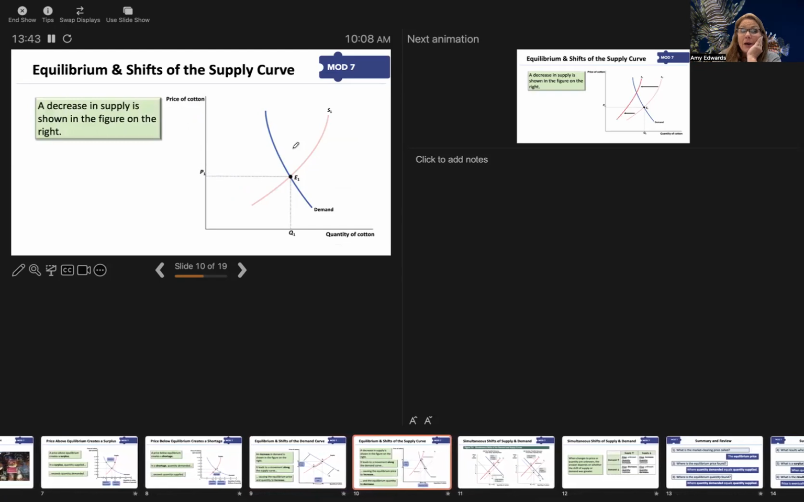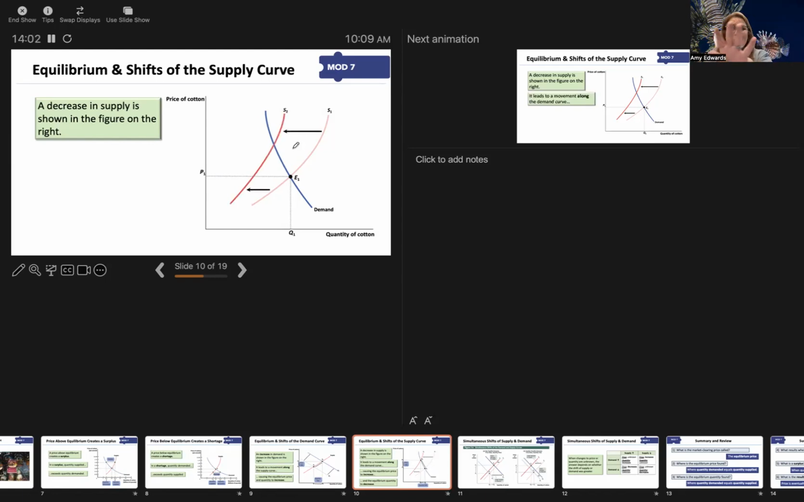Now, let's talk about this one. What happens if there's a decrease in supply? This is what I love. I draw my demand and supply curve. Okay, you say it's a decrease in demand. Oh, sorry, this is a decrease in supply. I'm going to take that supply curve and I'm going to shift it inward.